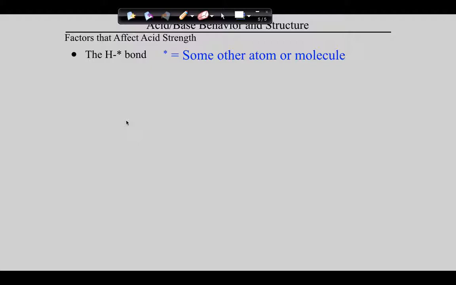So as we understand why acids are acids and bases are bases, and weak acids are weak acids and strong acids are strong acids, what we really need to do, guys, is focus on this bond right here.